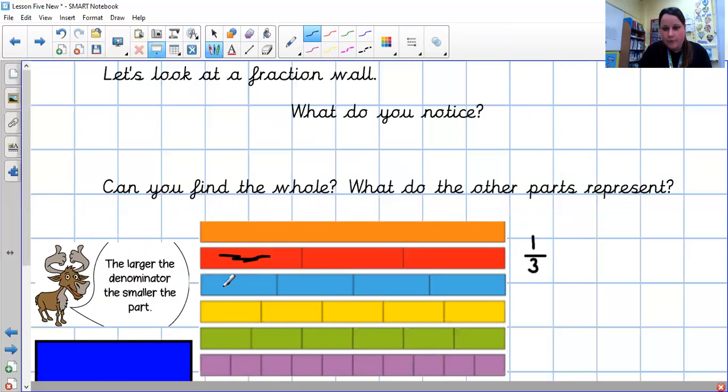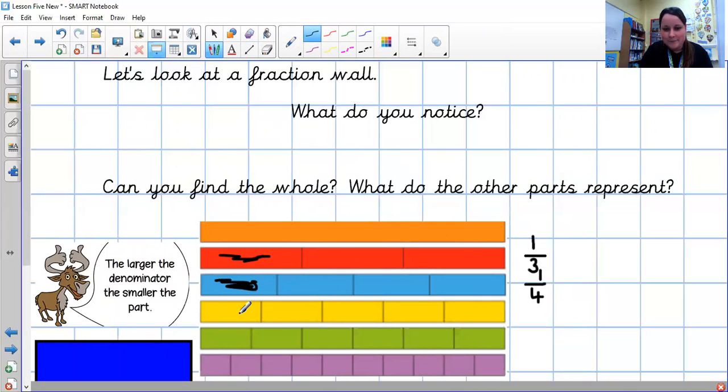In my next example, my whole has been split into 1, 2, 3, 4 equal parts. So this time, my denominator is 4, and my numerator is 1. I'm interested in 1 of those equal parts. So the same whole, the orange at the top, has been divided into 4 equal parts.